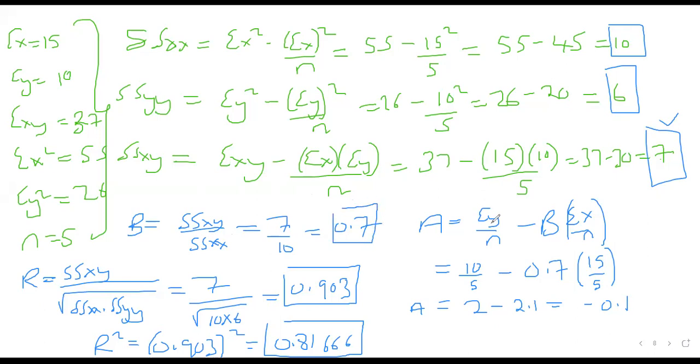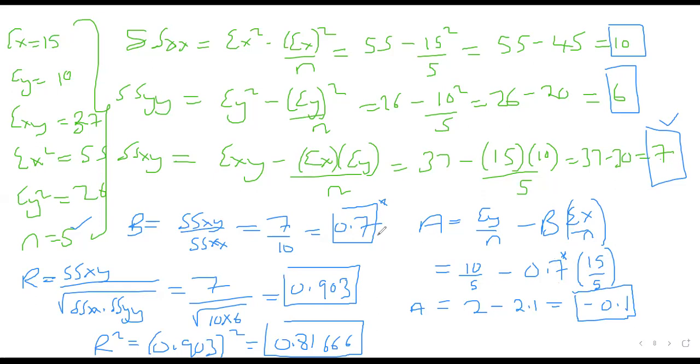Then our A, its formula is summation of Y over N minus B times summation of X over N. We know our N is 5. Summation of Y was 10. You put a 10 there. Our N is 5. The B is simply the answer we just got here. You put it here. So if it's wrong, like I said, it's also wrong here. Then summation of X is 15, and our N is 5. So 10 over 5 is 2. 15 over 5 is 3. 3 times 0.7 is 2.1. So this is how we found our A.